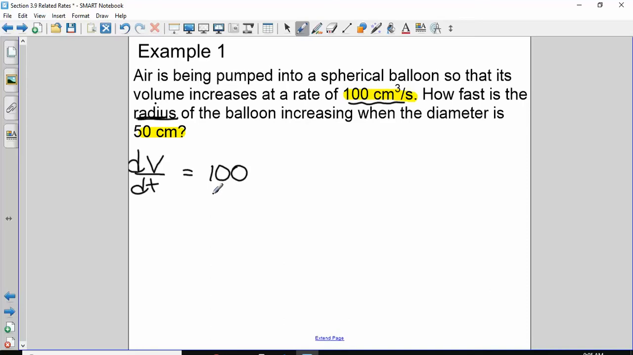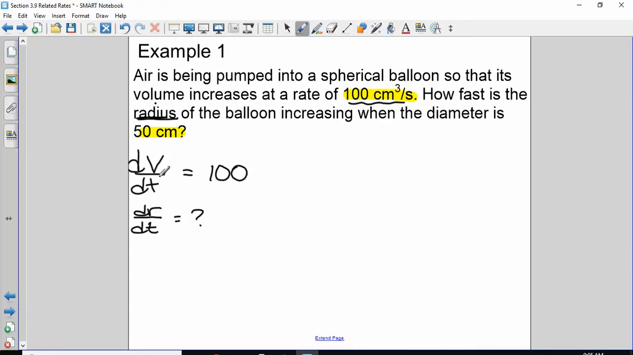Am I just looking for r? No, what am I looking for? The derivative of r. I'm going to call that dr/dt. That's the thing I'm trying to find, when the diameter is 50.